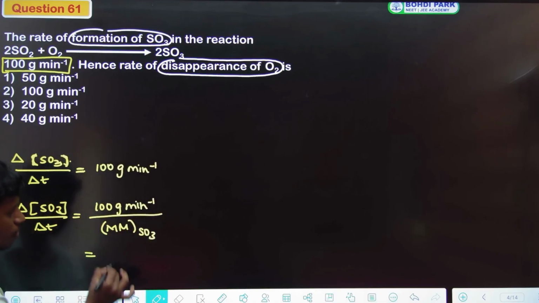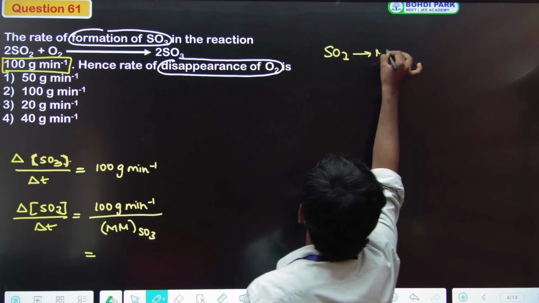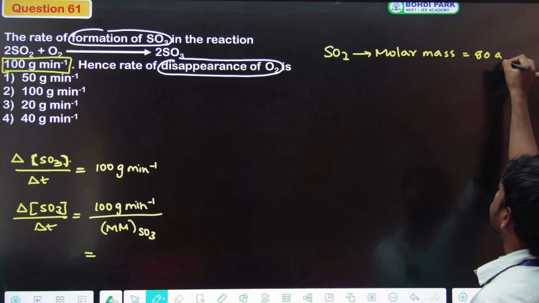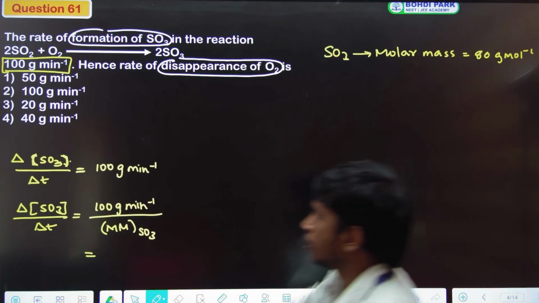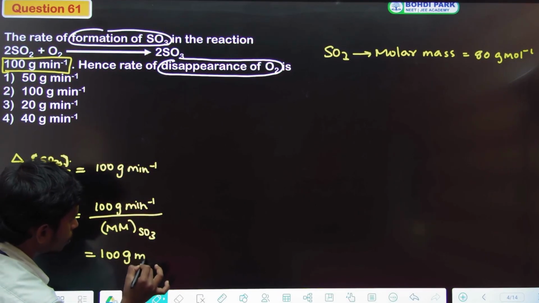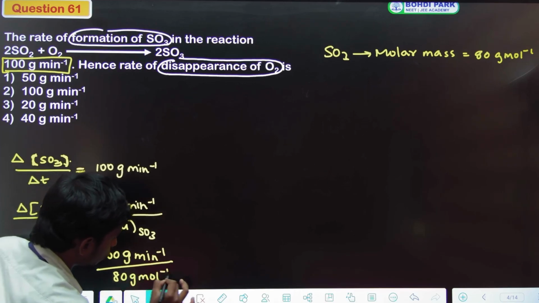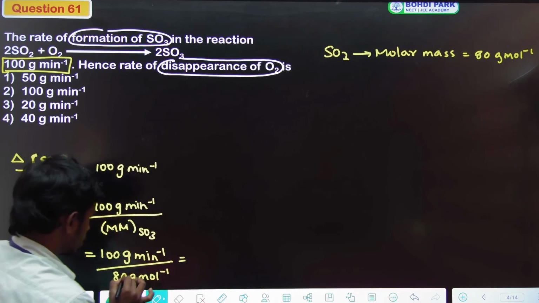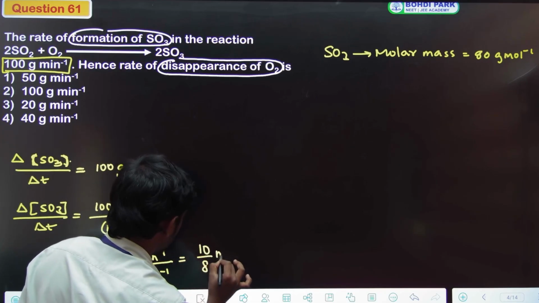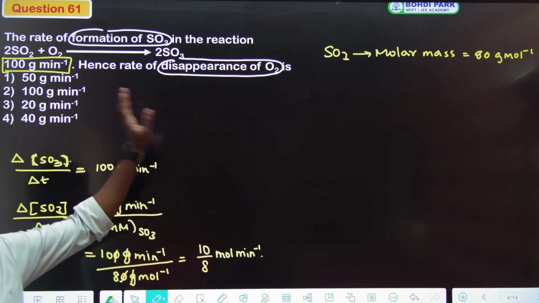What is the molecular mass of SO3? 80 is the molecular mass of SO3, the molar mass is 80 gram per mole. So we can write 100 gram per minute divided by 80 gram per mole, which is 10 divided by 8 mole per minute. This is change in concentration, considering per liter.